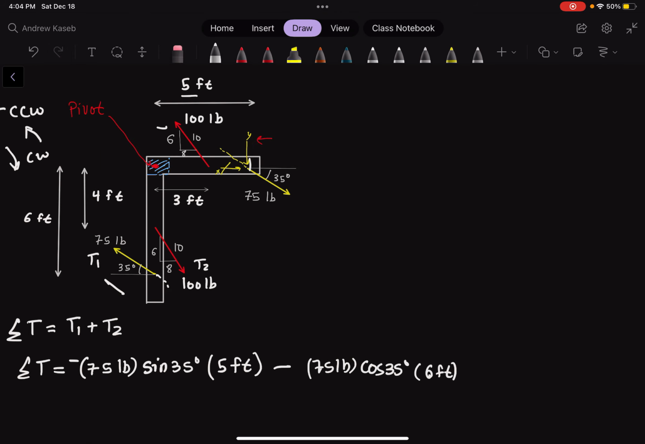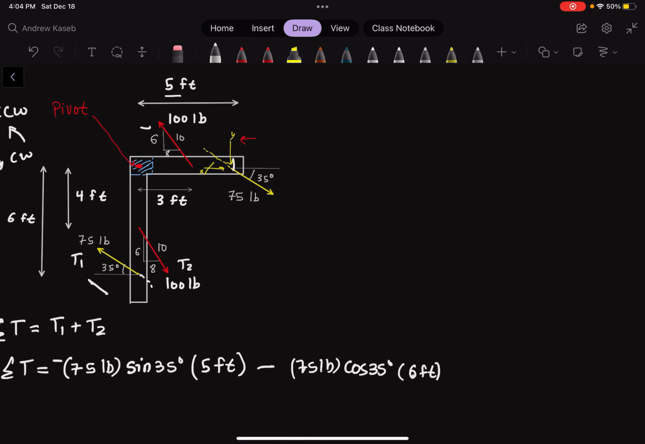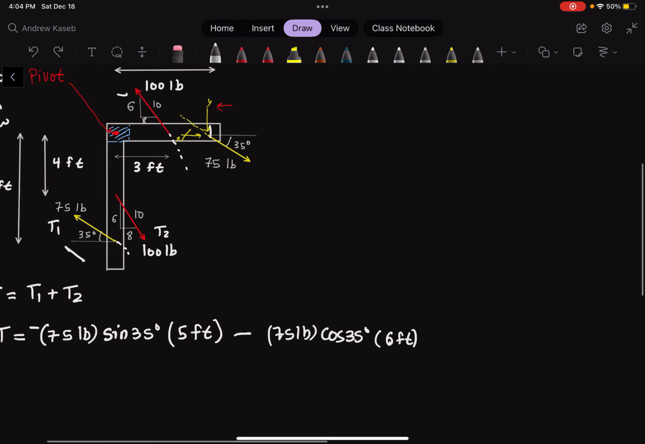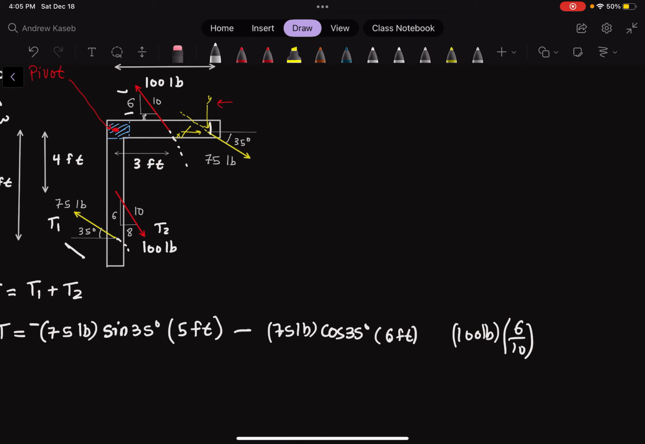So this is our first force right here. Again, if you were to draw a line of action right here, and you were to draw the forces acting on it, so this is your y, this is your x, you can see that the x, if you were to stretch it out, it will go through the pivot point, meaning that it won't cause torque. So now all you're left with is the y component. The y component will be 6 over 10 times 100 pounds. So 100 pounds times 6 over 10, since this is the vertical component of the force.